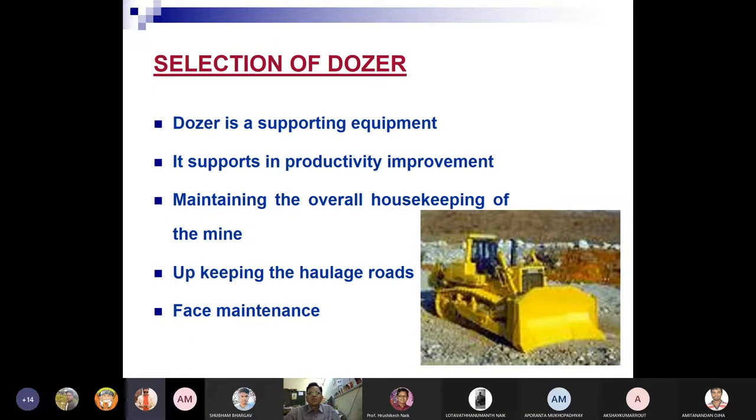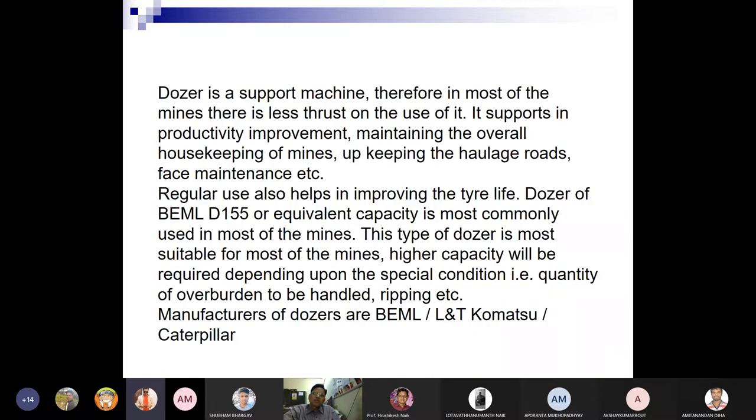Dozer, which is supporting equipment, supports productivity improvement in the mines. Maintaining the overall housekeeping of the mine is done by the dozer. Upkeeping the haulage roads is done by the dozer. Case maintenance is also carried out by the dozer. So you have to select a dozer of appropriate size for your mining operation.